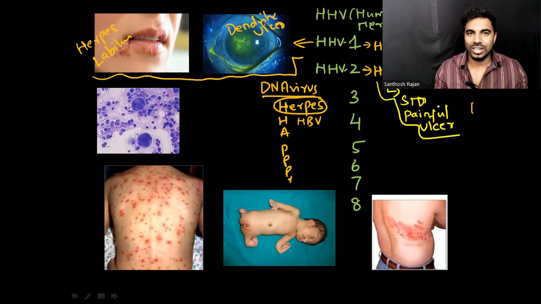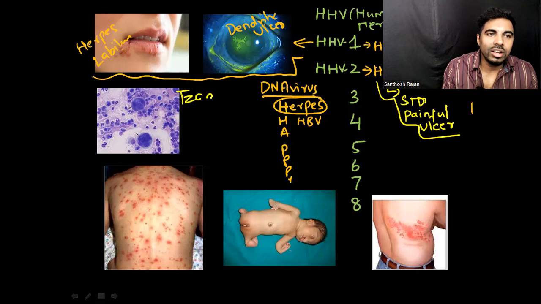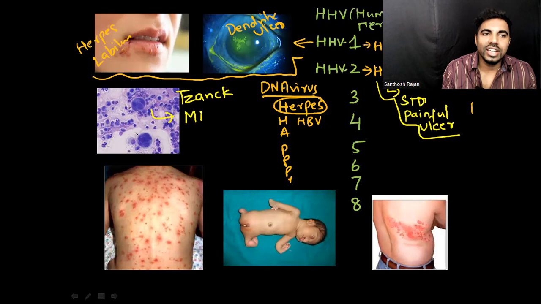Now, what is this? This picture may be asked. They can give you a patient who had a genital ulcer that was very painful, and on a Tzanck smear, this was seen. What is this? This is a multinucleated giant cell. So you can have this question.